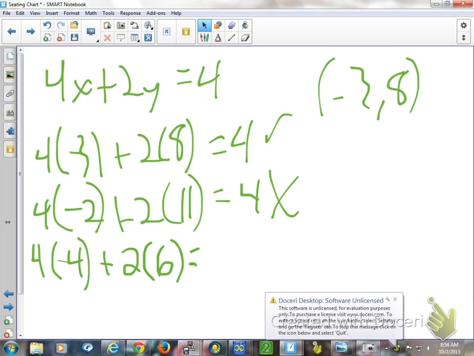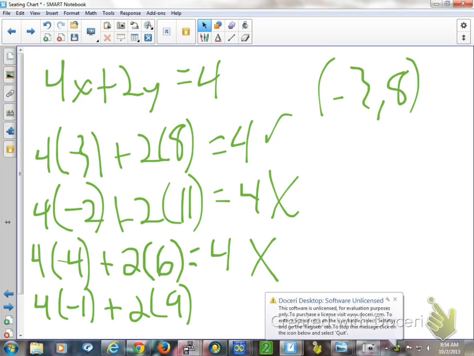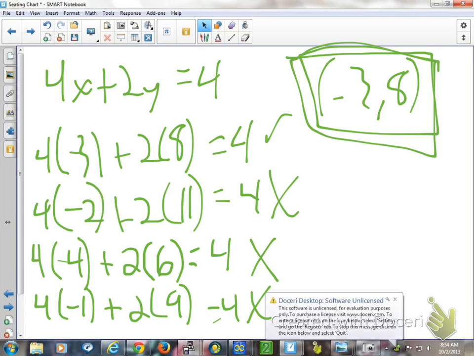Does -16 plus 12, what does that equal? -16 plus 12 would be -4, but that's not +4, so not this one. And what was the last point? -4 plus 18, I think that's 14, which is also not 4. So this is the only answer in our solution set. -3, 8.